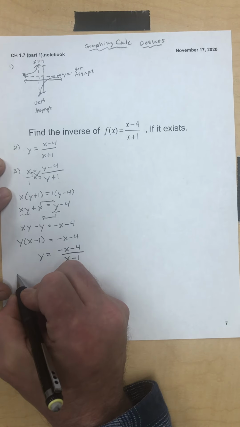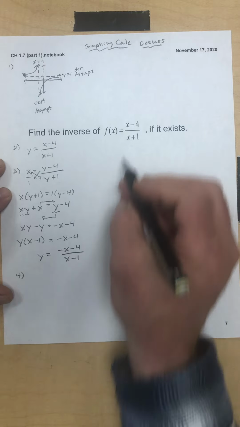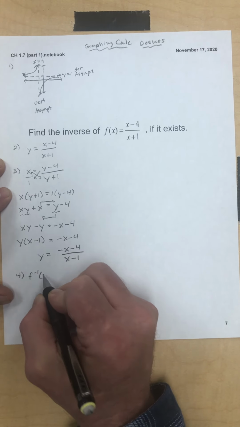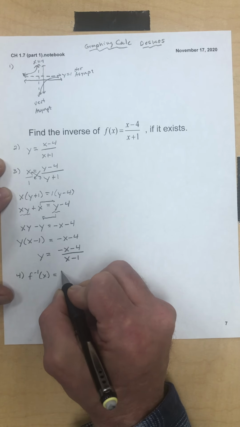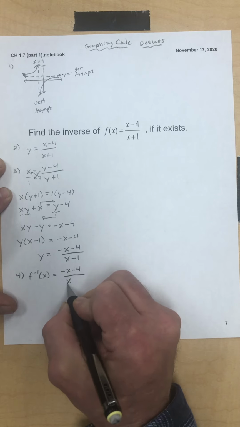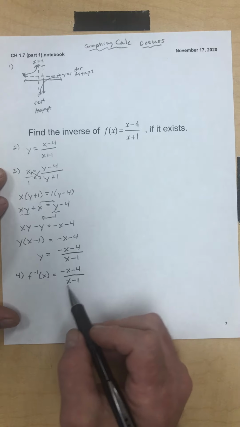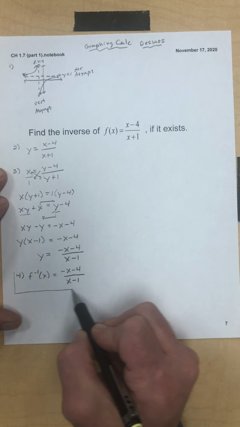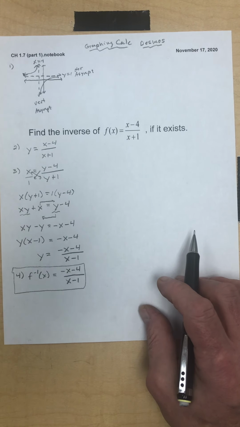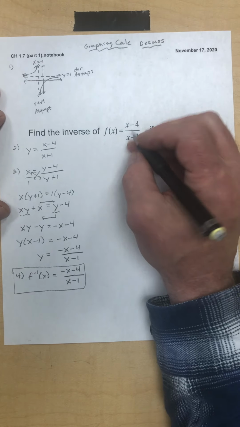So I go back to function notation, and remember this would be an inverse, so this would be f inverse. So f inverse of x equals negative x minus 4 all over x minus 1. And then you've got your function that acts as an inverse. The problem you run into is it doesn't act as an inverse all the time. That's the tough part about it.